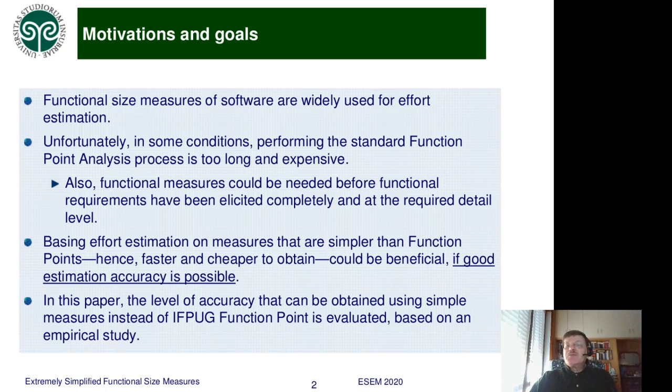Functional size measures of software are the input required by many effort estimation methods. Therefore, they are widely used. Now, performing the standard measurement requires that the standard measurement process defined by the International Function Point User Group is followed. Performing this standard process involves quite often some time and cost, which in given conditions may be considered excessive by project managers. Also, functional measures could be needed before functional requirements have been elicited completely at the detail required. That is, in conditions that prevent the application of the standard process.